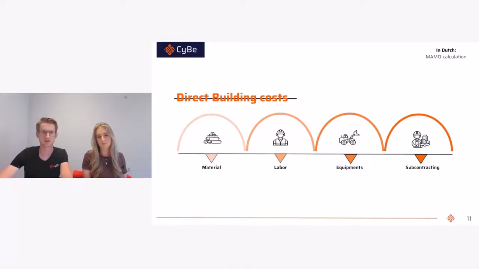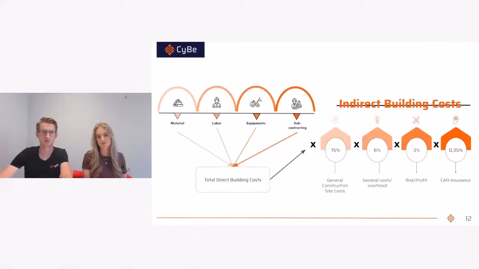So with these direct building costs, we can calculate the overall costs. Those four elements, the material, labor, equipment, and subcontracting, result in the total direct building costs. With these total direct building costs, we are going to multiply with four elements to get the total building costs. We first multiply with the general construction site costs. The general construction site costs are, for example, the facilities on the construction site for the site workers, building site equipment and management, but also, for example, the rent of toilets for the staff.